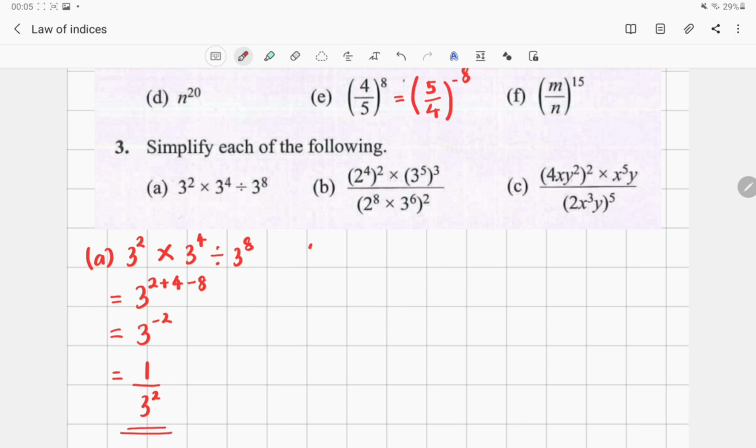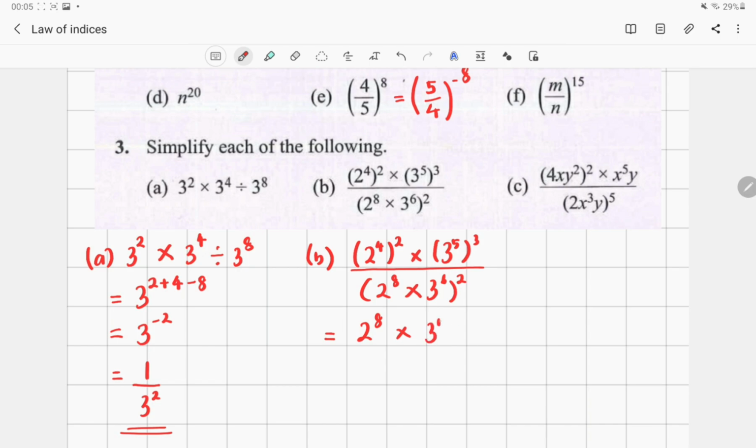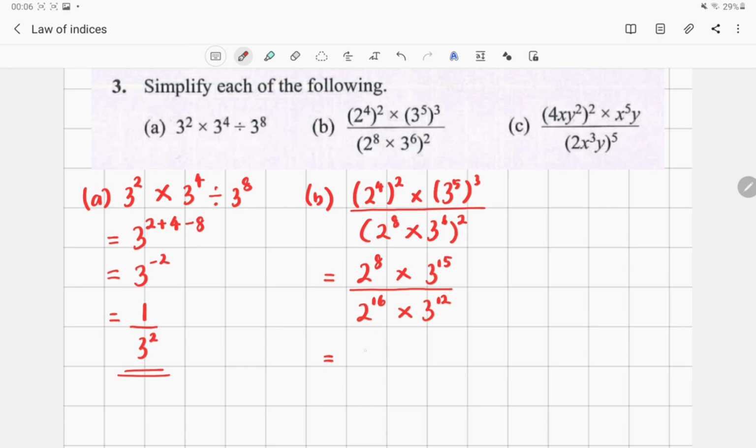Okay, and then question B. How to solve it? 2 to the power of 4, this one we have to multiply the index, so 2 to the power of 8 times 3 to the power of 15 over 2 to the power of 16 times 3 to the power of 12. Now we simplify it. 2 to the power of 8 minus 16 times 3 to the power of 15 minus 12.